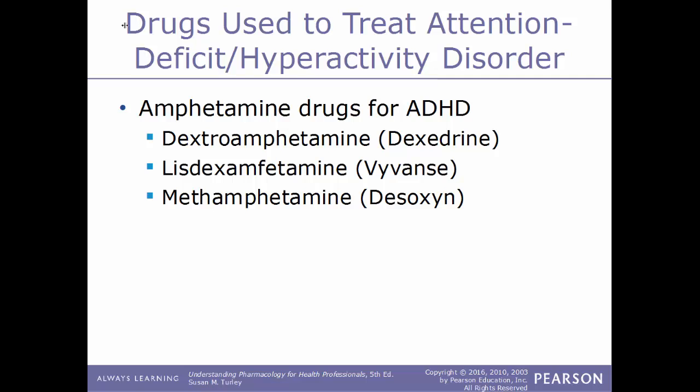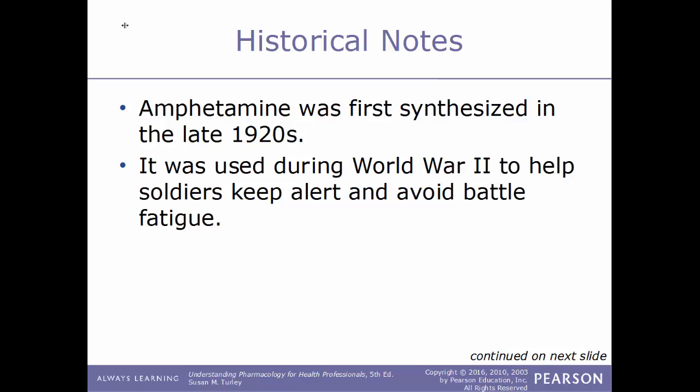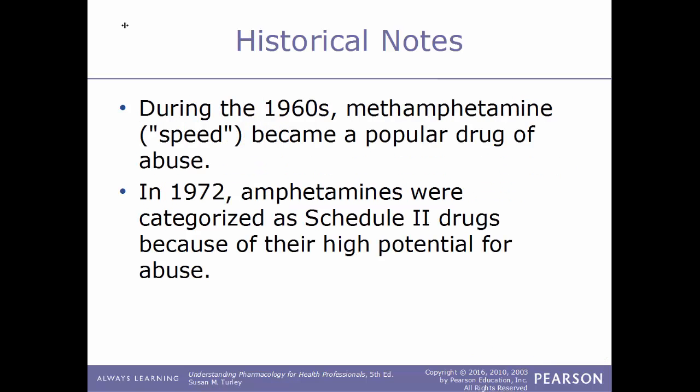Some examples of amphetamine drugs for ADHD would include dextroamphetamine, also known by the name Dexedrine, lisdexamfetamine, also known by its trade name Vyvanse, methamphetamine, also known by its trade name Desoxyn. Now, amphetamine was first synthesized in the late 1920s. It was first used during World War II to help soldiers keep alert and avoid battle fatigue. And during the 1960s, methamphetamine became a popular drug of abuse, and this drug was also known as speed. In 1972, amphetamines were categorized as a Schedule II drug because of their high potential for abuse.